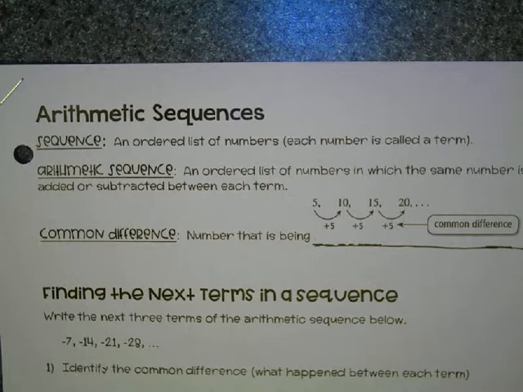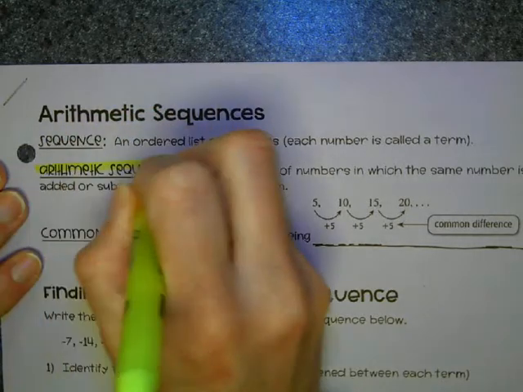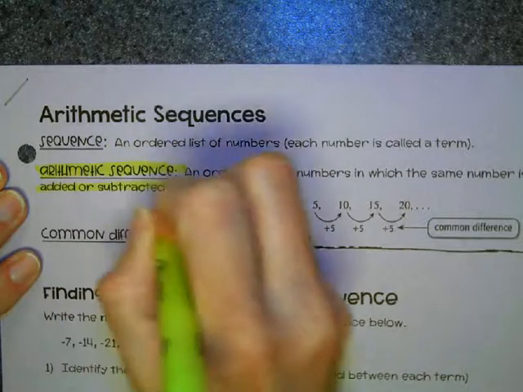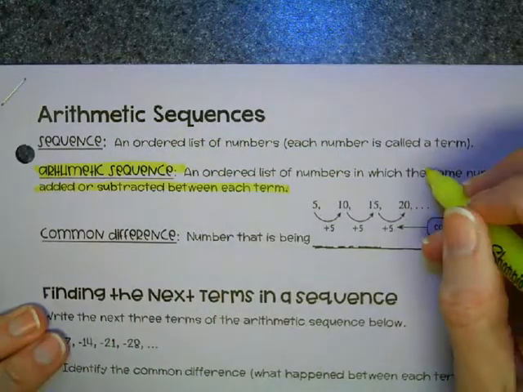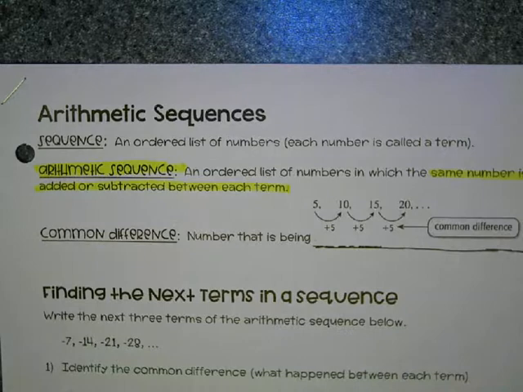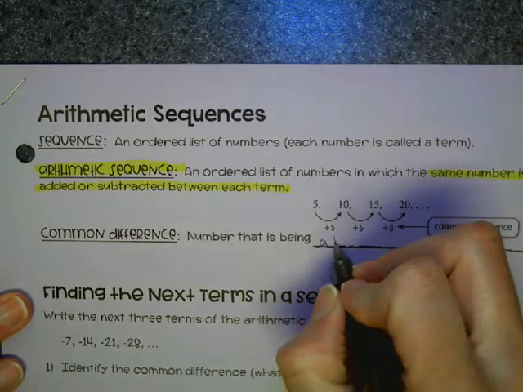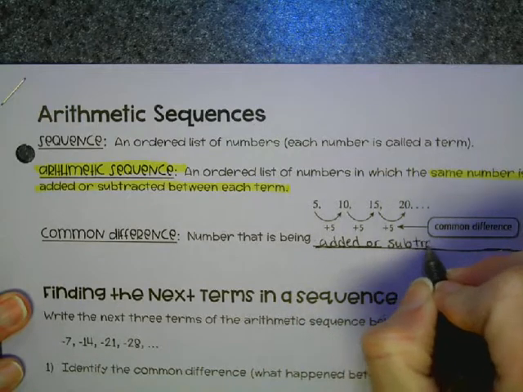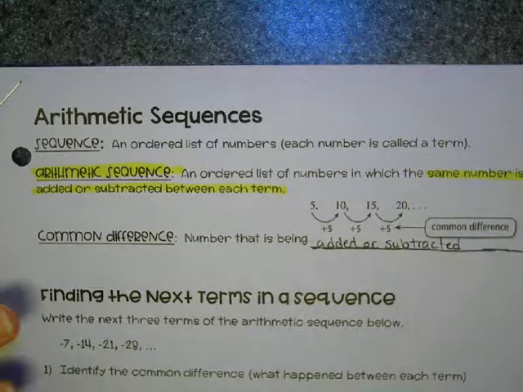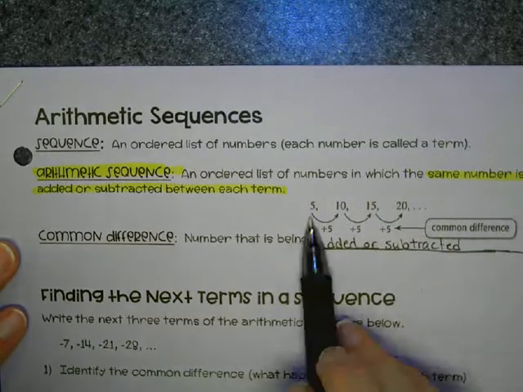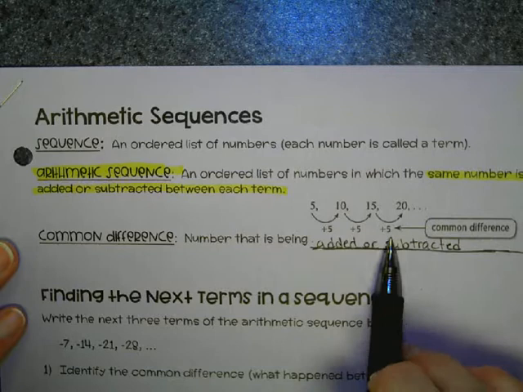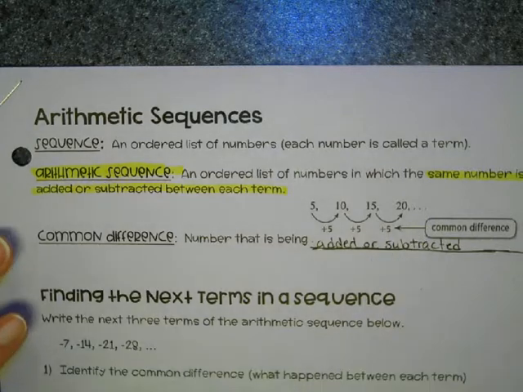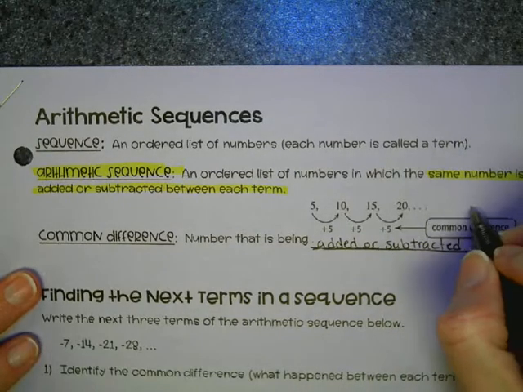Arithmetic is when you add or subtract the same term. The same number is being added or subtracted. Okay? Common difference is what that is called. So the common difference is the number that is being added or subtracted each time. So in this case we have 5, 10, 15, 20. The common difference here would be 5. That's the number that's being added or subtracted. And common difference is represented by the letter D.